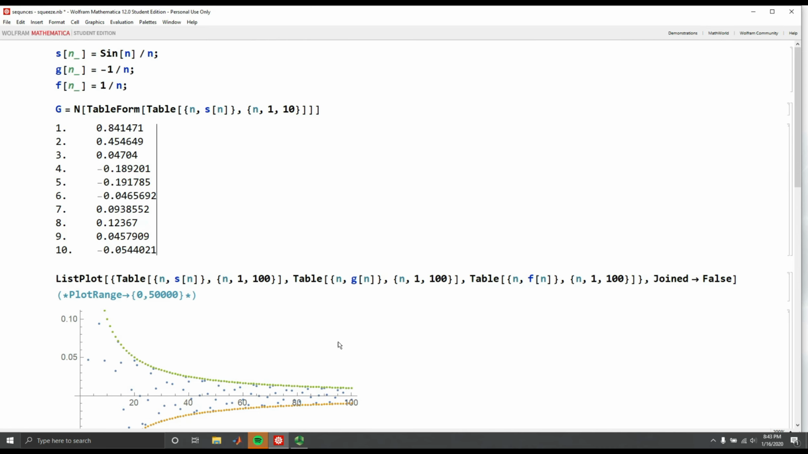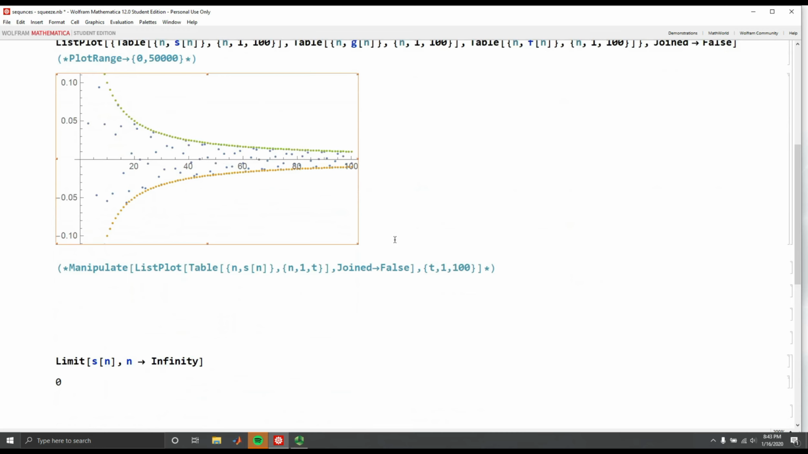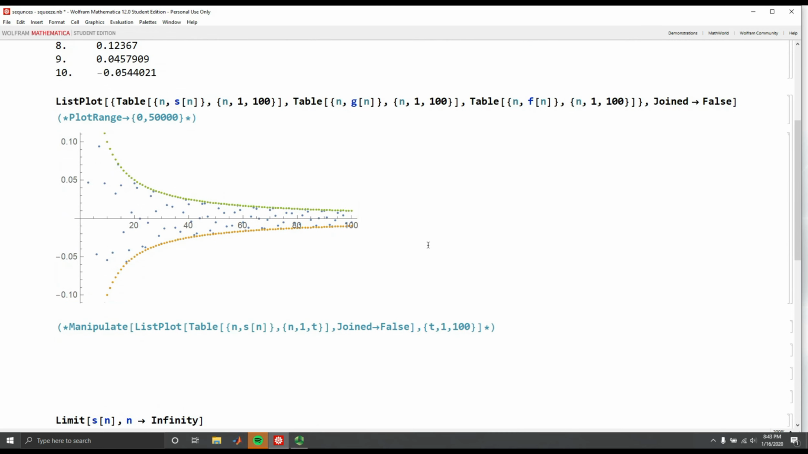Okay, so let's look at these 3 sequences using a picture. Now here's what I ask you to do. Look at this picture. In green color we have one sequence, in orange color we have one sequence, and in blue color dots we have another sequence. Guess what those sequences are? What is sin n over n? What is 1 over n? What is negative 1 over n? Can you guess? If you can guess correctly, then you have understood this squeeze theorem.